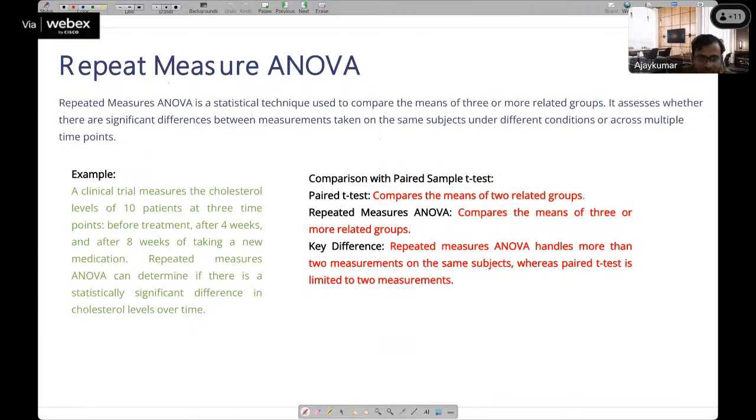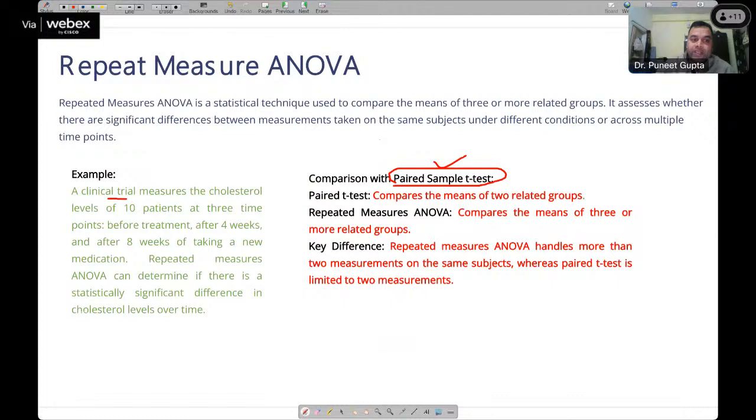Okay, so second example. The thing is the same. The only thing that has changed is that now you have paired observations. Now the groups are not independent, they are dependent. So it is an extension of the paired sample t-test. In paired, you had two groups, before and after, pre-post, but now you have three groups at different time points. The concept is the same, but you are getting the observations or readings more than two times.